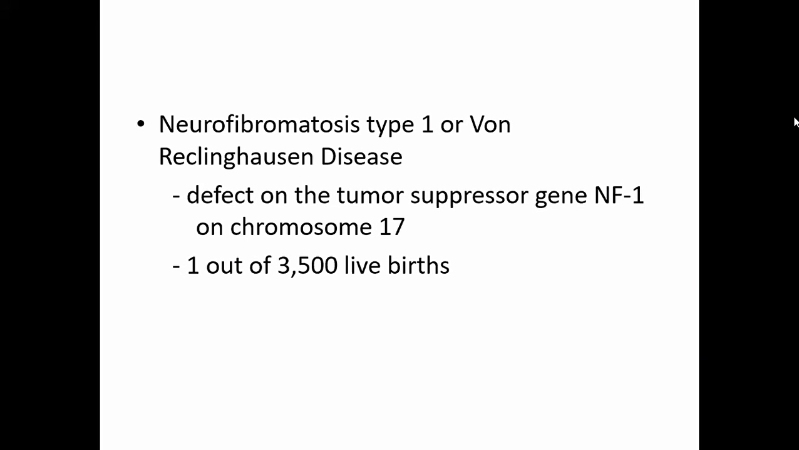So, neurofibromatosis type 1 or von Recklinghausen disease, this is a defect in the tumor suppressor gene NF1 on chromosome 17. It occurs in 1 out of 3,500 live births.